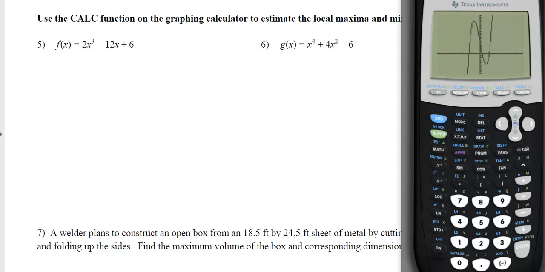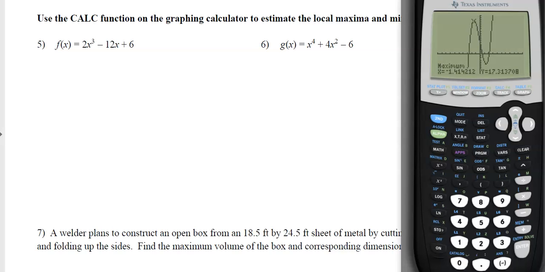So what I'm going to do is I'm going to go second, trace, and there's a maximum there. So I'm going to hit 4. And now I got to do the left and the right bound. So I got to go on the left side of that hump, anywhere on the left side, hit enter. I'm going to go over to the right side of the hump, hit enter, and then it says guess, and I say, yeah, guess. So there it goes.